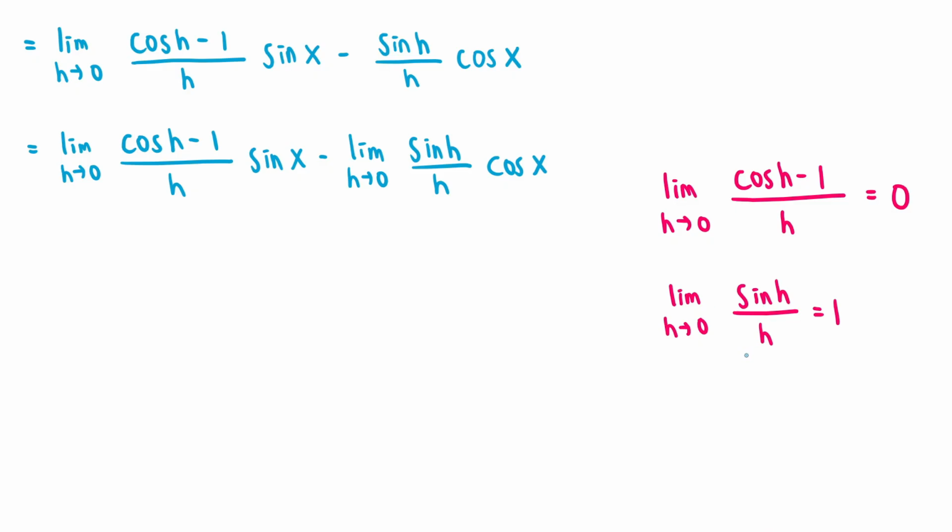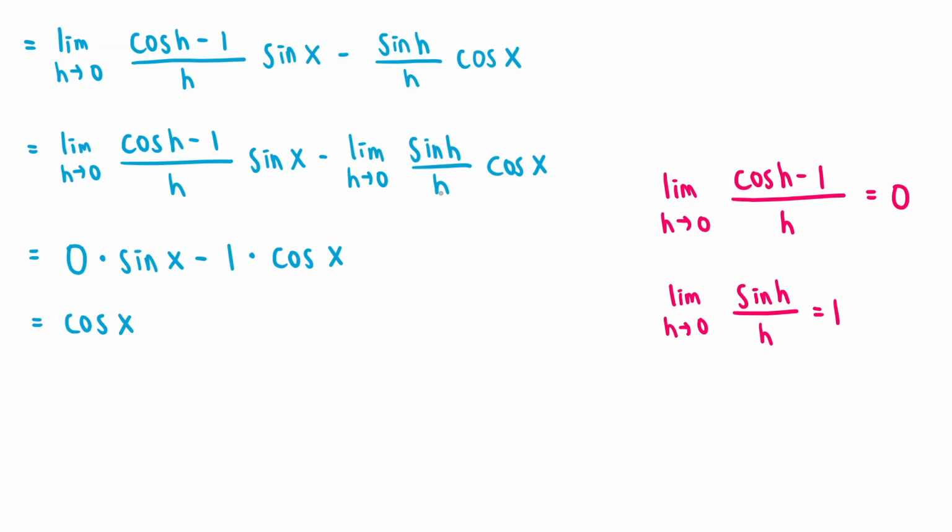The limit as h approaches 0 of sine of h over h is equal to 1, and this has a geometric proof, which I already did a video on, and the limit as h approaches 0 of cosine h minus 1 all over h is equal to 0, which I also did a video on. The proof also uses the result that the limit as h approaches 0 of sine of h over h equals 1. I'll link both videos in the description.